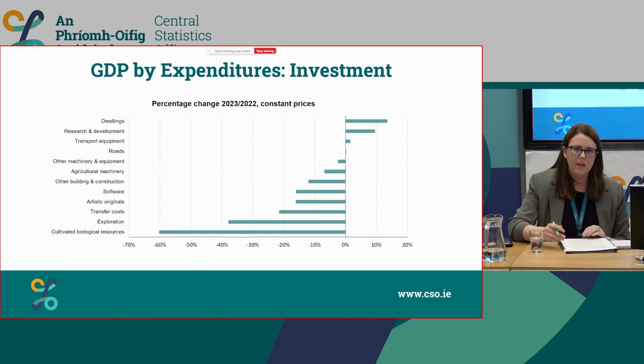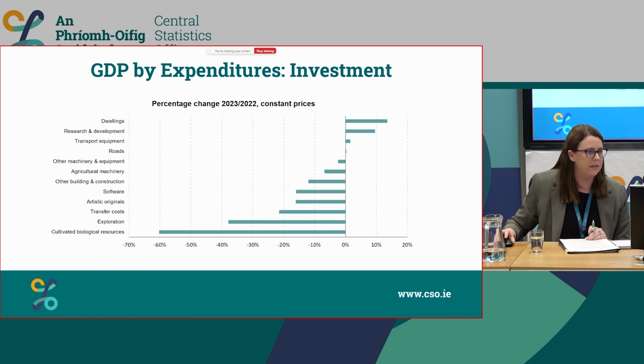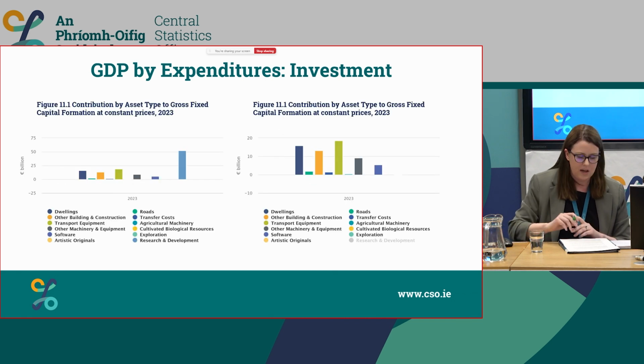This next chart then just shows the percentage change in capital formation in constant prices from 22 to 23. We can see the four asset categories at the top recorded a percentage increase. That would be dwellings, research and development, transport equipment and roads. So despite the majority of categories showing a decrease, overall capital formation increased by 2.8% in constant prices from 22 to 23. And that would be to do with the relative size of each category. The next slide, I suppose, highlights that.